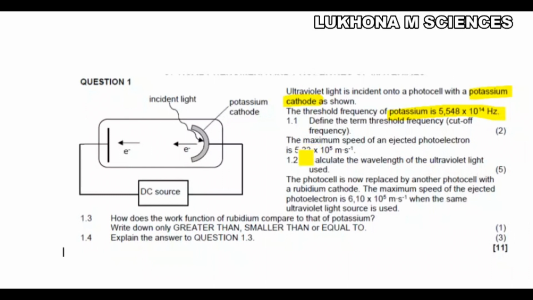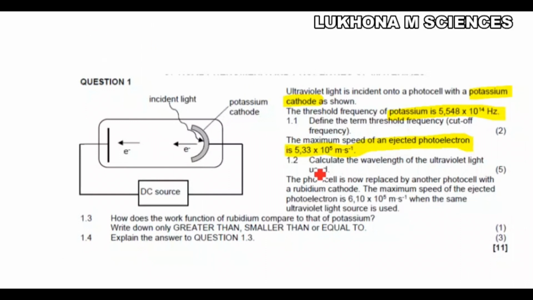The first question says define the term threshold frequency. Threshold frequency is defined as the minimum frequency of light needed to emit an electron from a certain metal surface. The statement continues by saying the maximum speed of an ejected photoelectron is, now we're given the maximum speed of the electron that is ejected there.